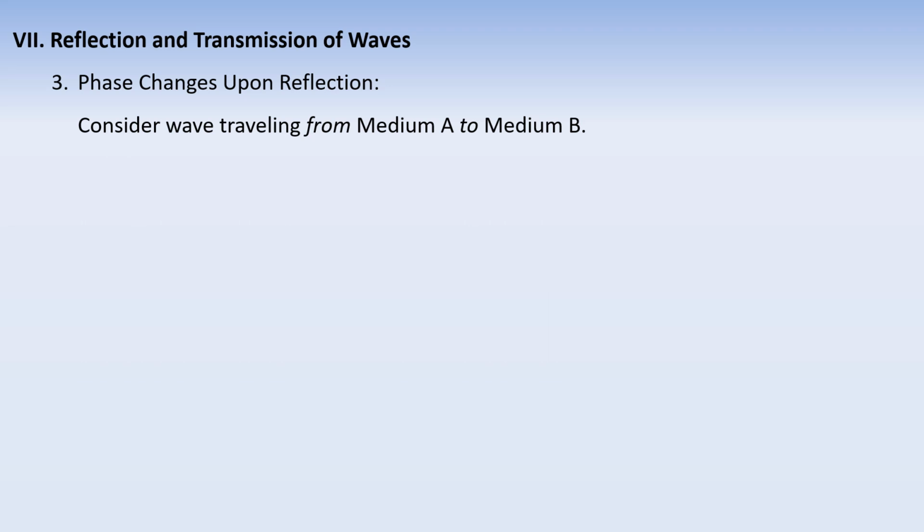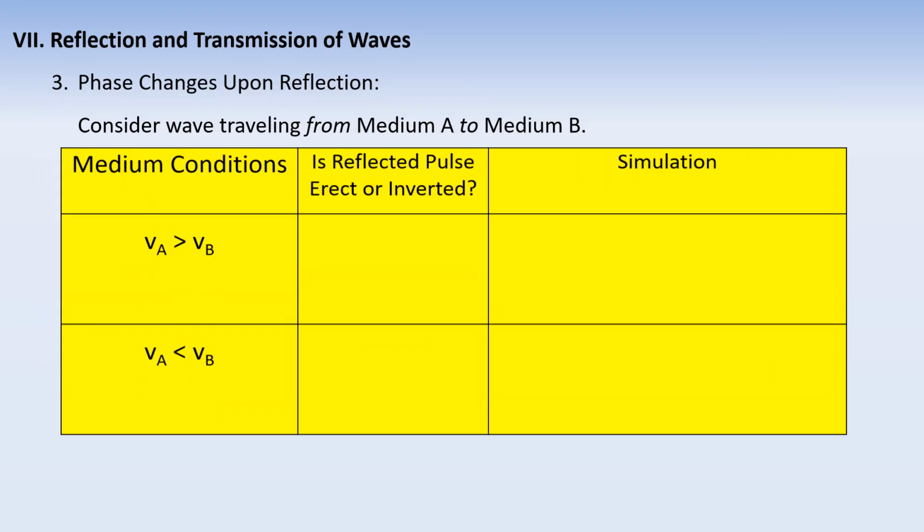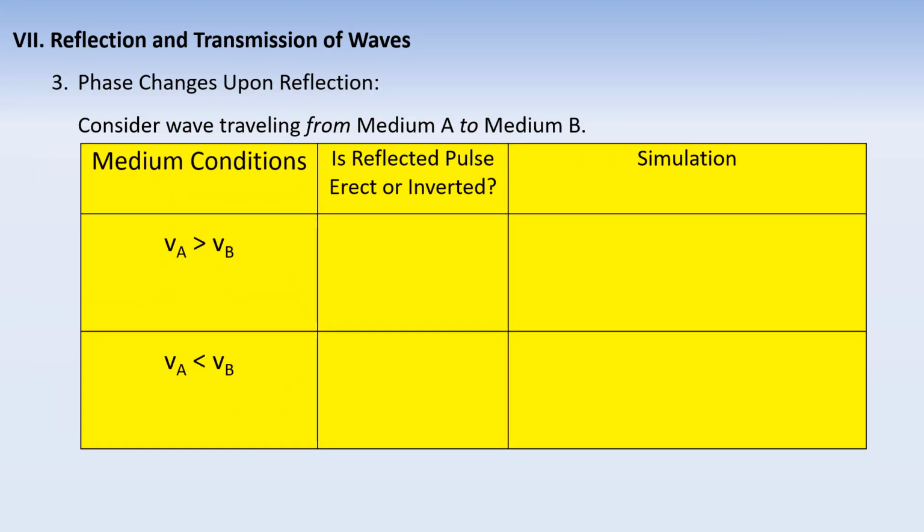To understand this, let's consider a wave that is traveling from medium A to medium B, where we can say that the speed of the wave in medium A is greater than the speed in medium B. Said in a different way, here's an example where a wave traveling in the initial medium will slow down in entering the new medium.